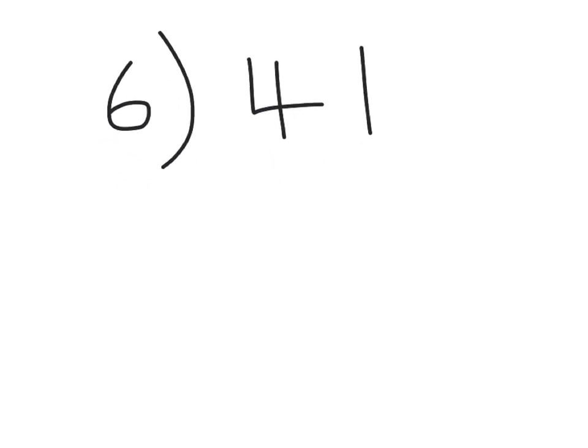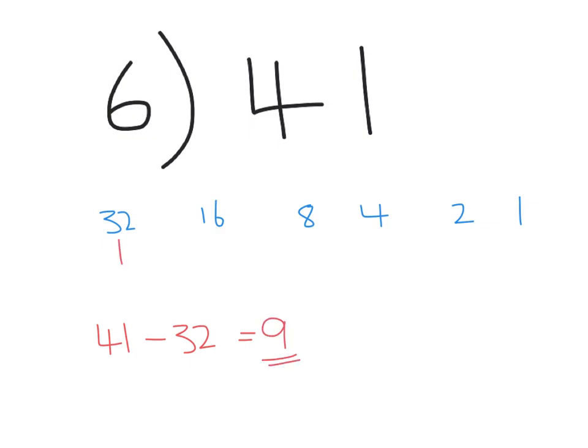Finally, 41. So I'm going to go 1, 2, 4, 8, 16, 32. So I'm going to go 41, take away 32, because it's the biggest number I can take away, and that gives me 9. I'll put 1 under the 32. Well, I can actually tell that 9 just consists of an 8 and a 1. Fill the rest with zeros. So the answer is 1, 0, 1, 0, 0, 1. And that's binary, guys, okay?